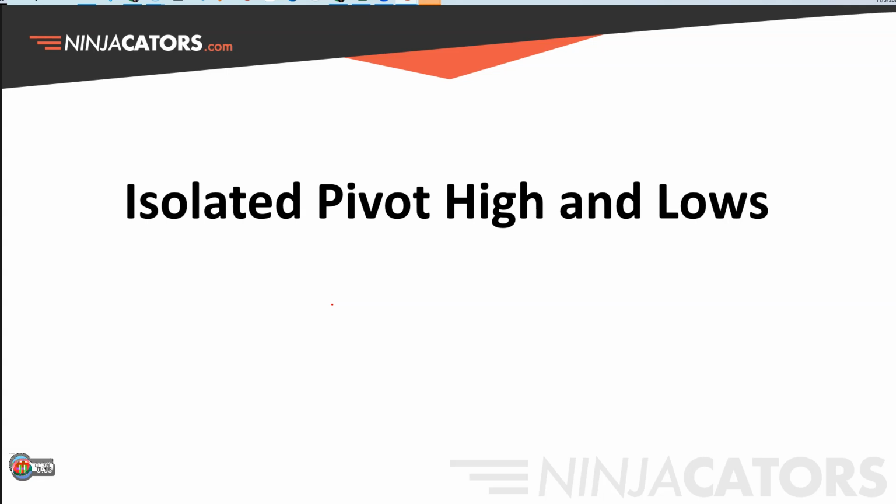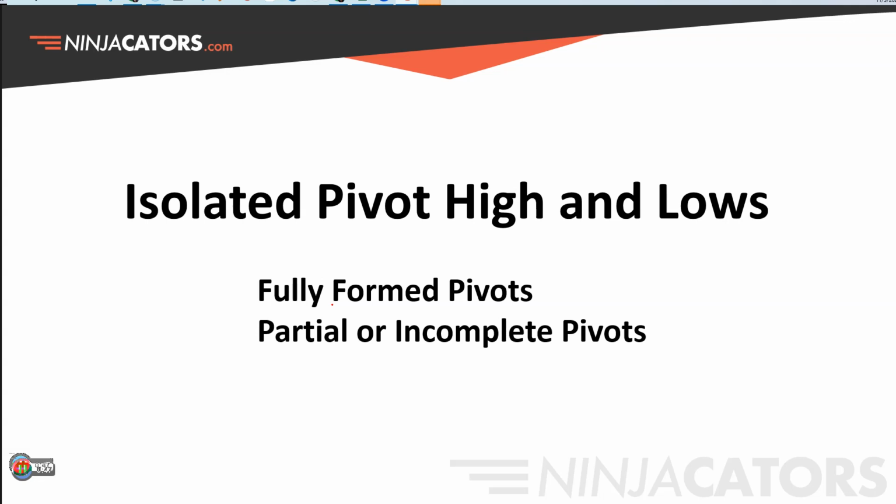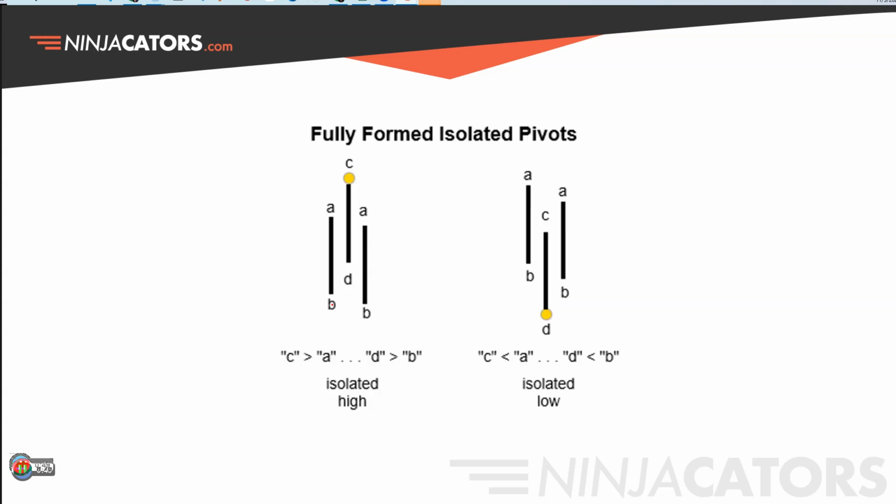We'll begin with what we call the isolated pivot highs and lows. We have two types, basically fully formed pivots and also partial or incomplete pivots. Let's take a look at the fully formed pivots. On the set of pivots on the left-hand side here, the center price candle has a high that's higher than this high and higher than this high, and also a low that's higher than the low of both the preceding candle and also the following candle.